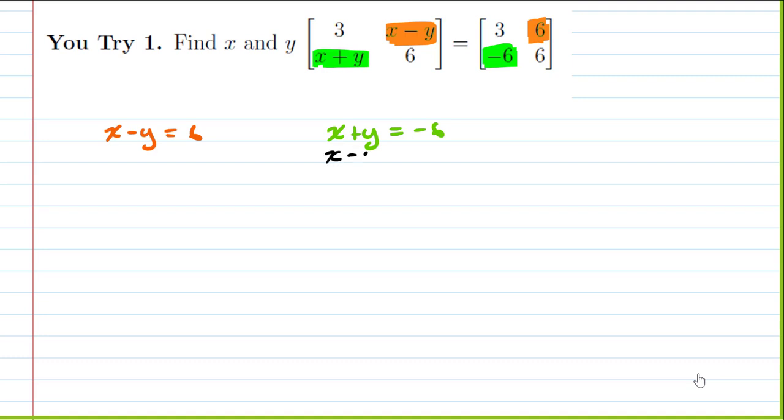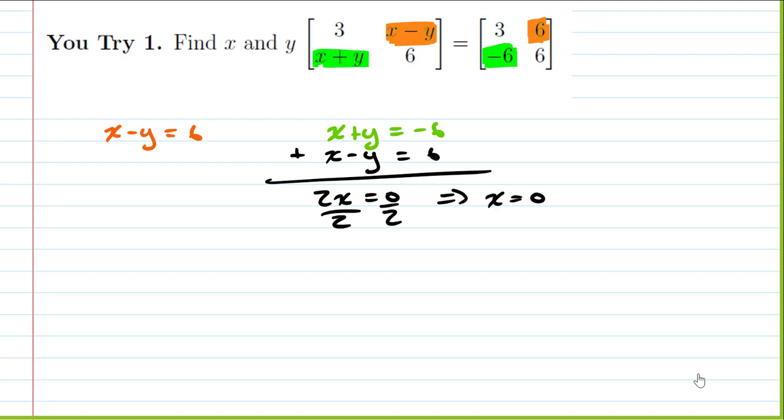This time, to solve, we don't have to do anything. We can actually just add the two equations together. And when we do so, we get 2x is equal to 0. So we divide by 2, divide by 2. We get that x has to be 0. Well, if x has to be 0, then putting it into the green equation, 0 plus y has to be negative 6. So then y is negative 6. And we could check that to see if we get what we're supposed to. So 0 plus negative 6 is negative 6, and 0 minus a negative 6 is positive 6. So indeed, we have our two solutions. x is 0, and y is negative 6.